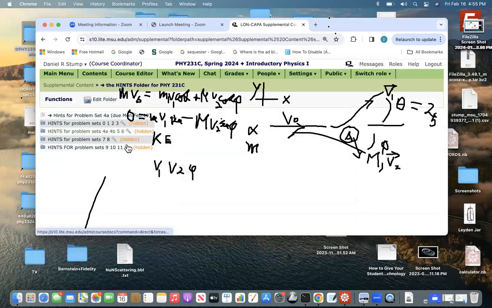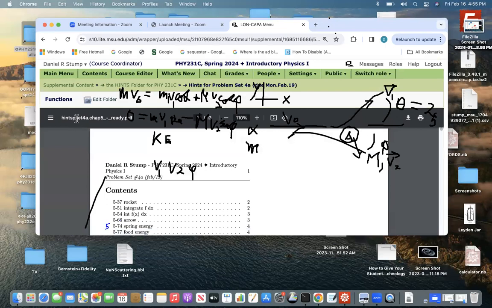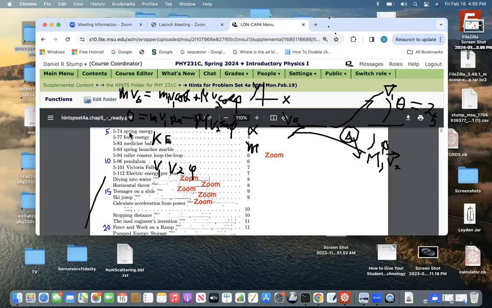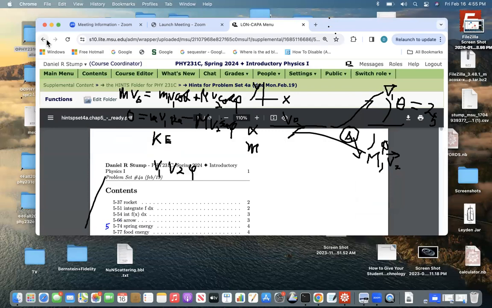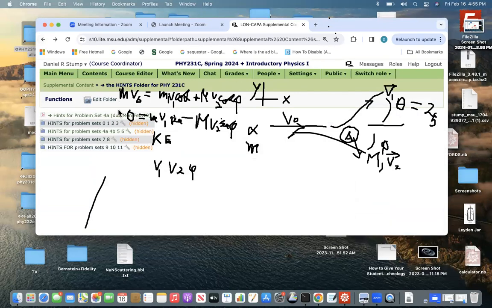Wait a minute, now I am confused. Here's hints for problem set 4A. Well, now that's the hints for problem set 4A, but a minute ago I was getting the hints for problem set 4B. All right, well, I'll have to wait until I go home, but I'll go home and make sure that the hints are working for both 4A and 4B.